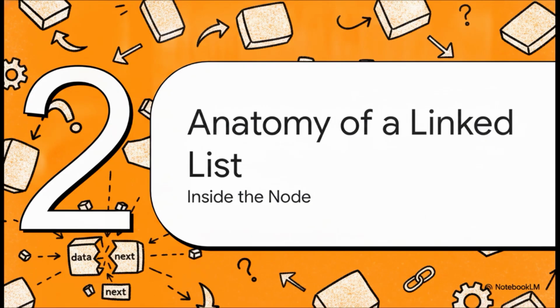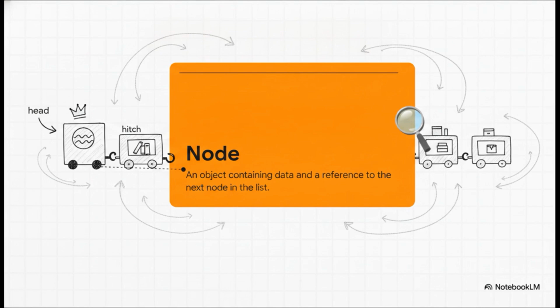Which brings us to section 2, anatomy of a linked list. So everything in this structure revolves around something called a node. You can think of a node as our individual train car, and it has two very specific jobs. First, it holds the cargo. That's the actual data you want to store. Second, it holds the hitch. That's a reference or a link to the very next node in the sequence. Oh, and the very first node in our entire train, we just call that the head.